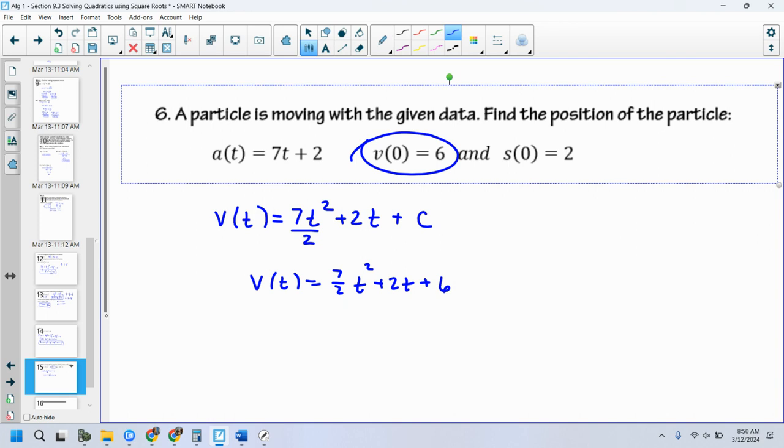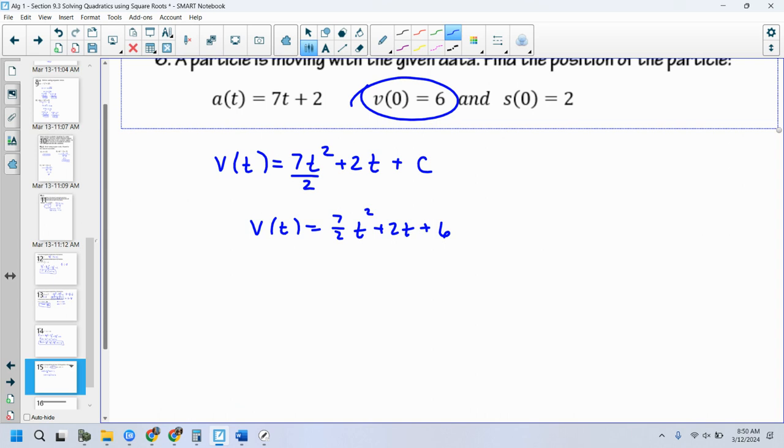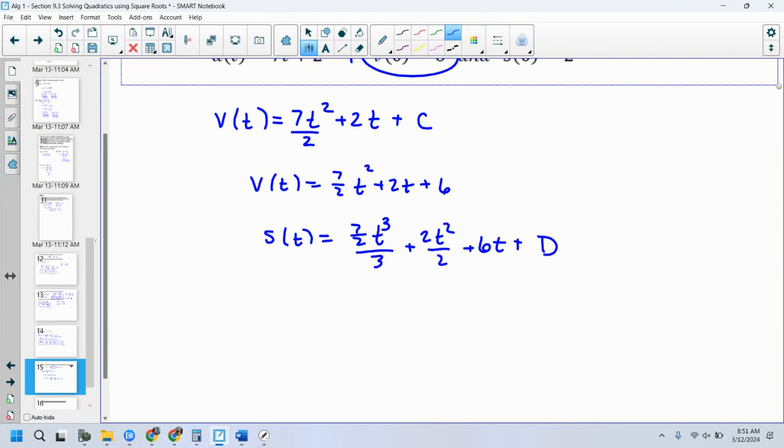And now position is the antiderivative of velocity. So position, s of t, is equivalent to 7 halves t to the 3rd over 3 plus 2t squared over 2 plus 6t plus d, whatever letter. It's going to be replaced in a second. And now we just simplify.